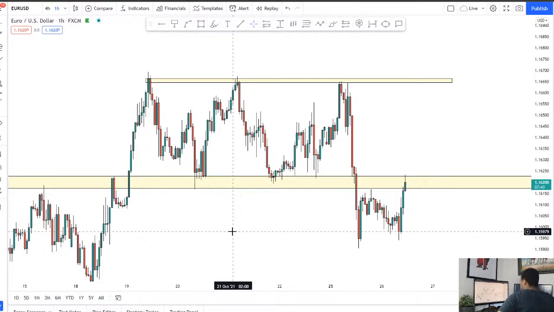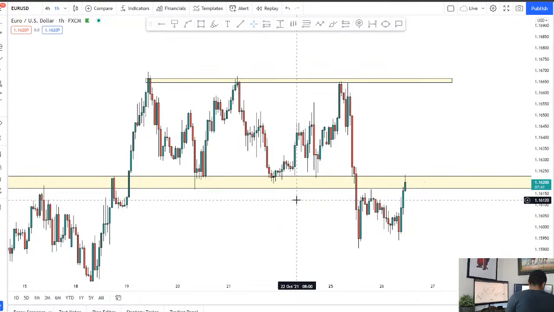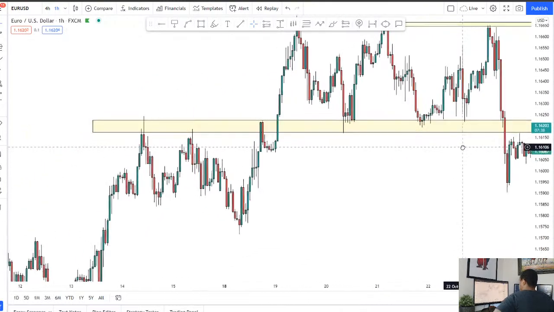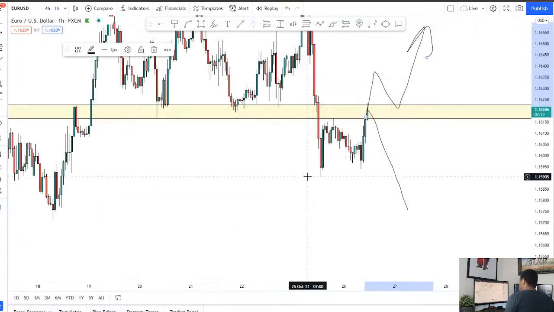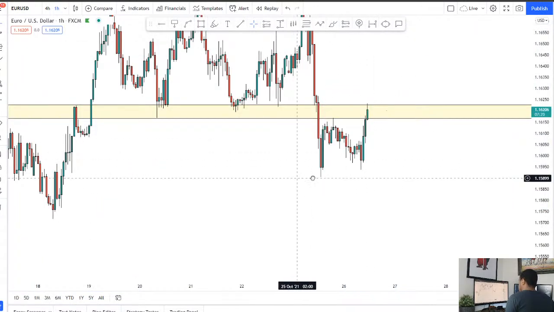Yeah, EU is testing that level. I just want to see if it holds resistance or if price breaks through. Again, that's why I do wait for my confirmations, because right now price is looking very, very bullish.